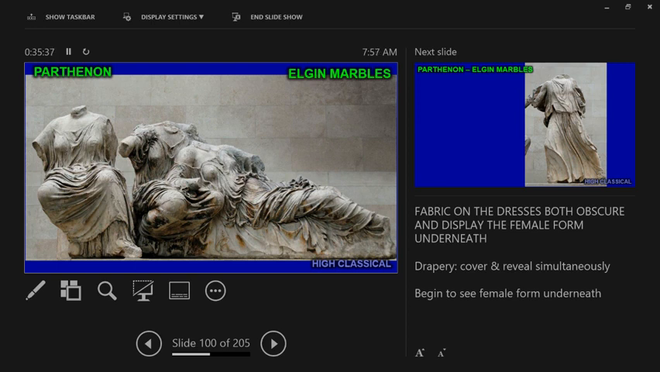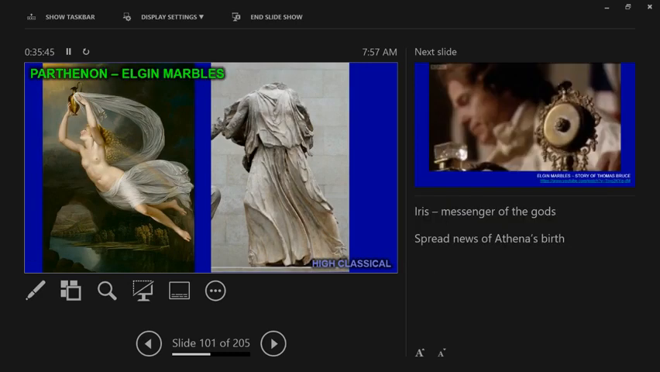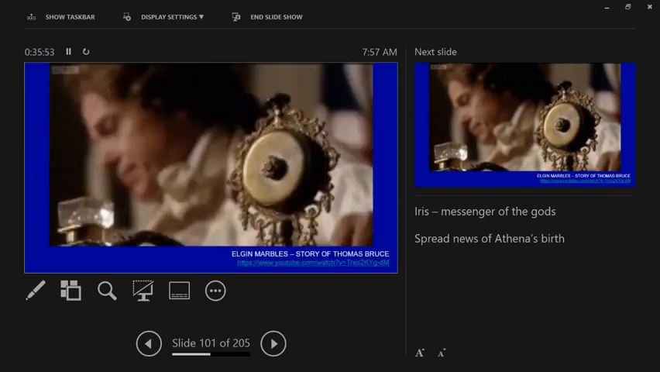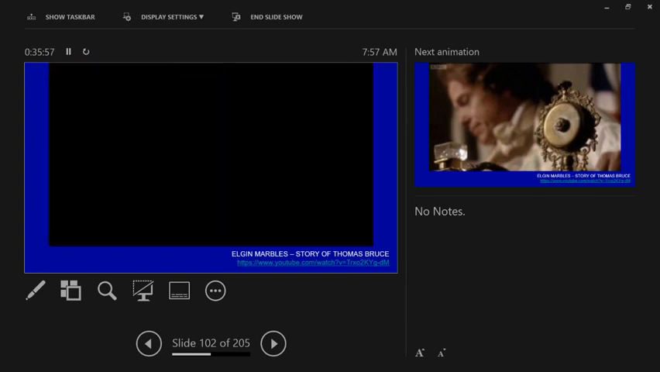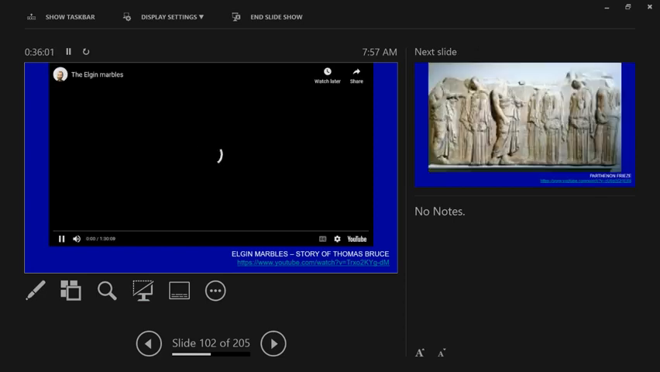It's almost like the fabric is wet and showing off all the forms that are underneath. And then this figure right here is Iris. She is the messenger of the gods, and she is spreading the news of Athena's birth. Anyways, this video right here tells the whole story of the Elgin marbles, but we don't have that time because it's like an hour long.